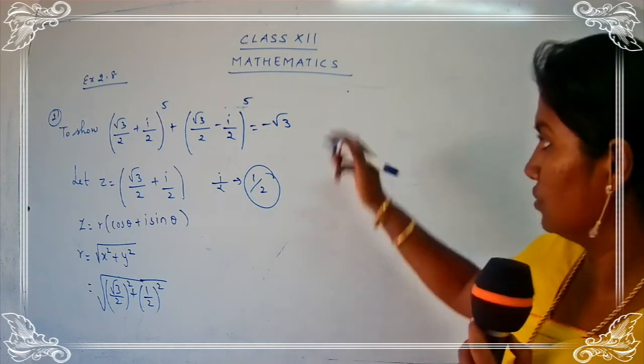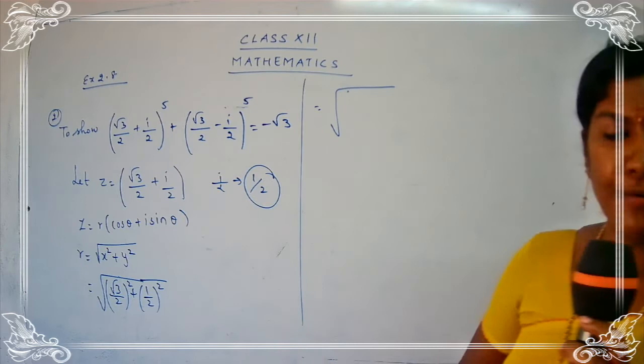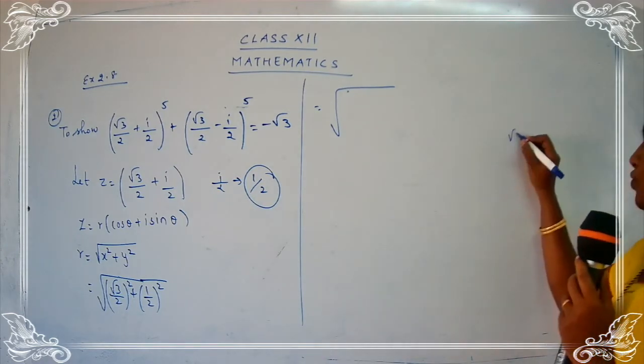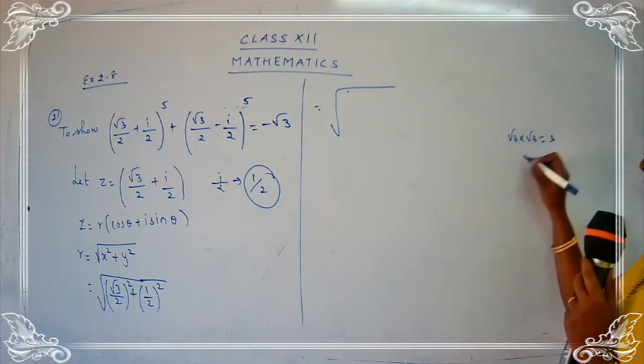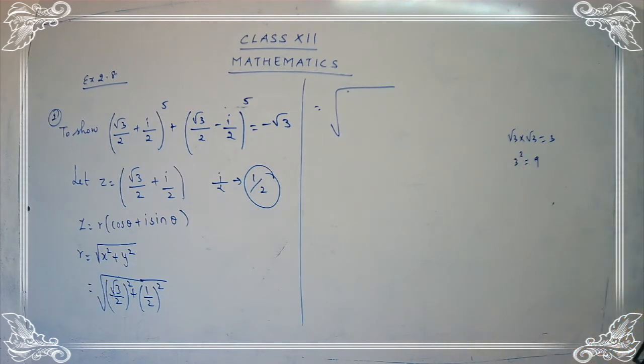Now let's simplify further. So this is equal to square root of root 3 square. Root 3 square means it's 3. Root 3 into root 3, that is 3. And 3 square, that is 9. So there's a difference when you find the square of root 3 and the square of 3. So root 3 square gives you 3.